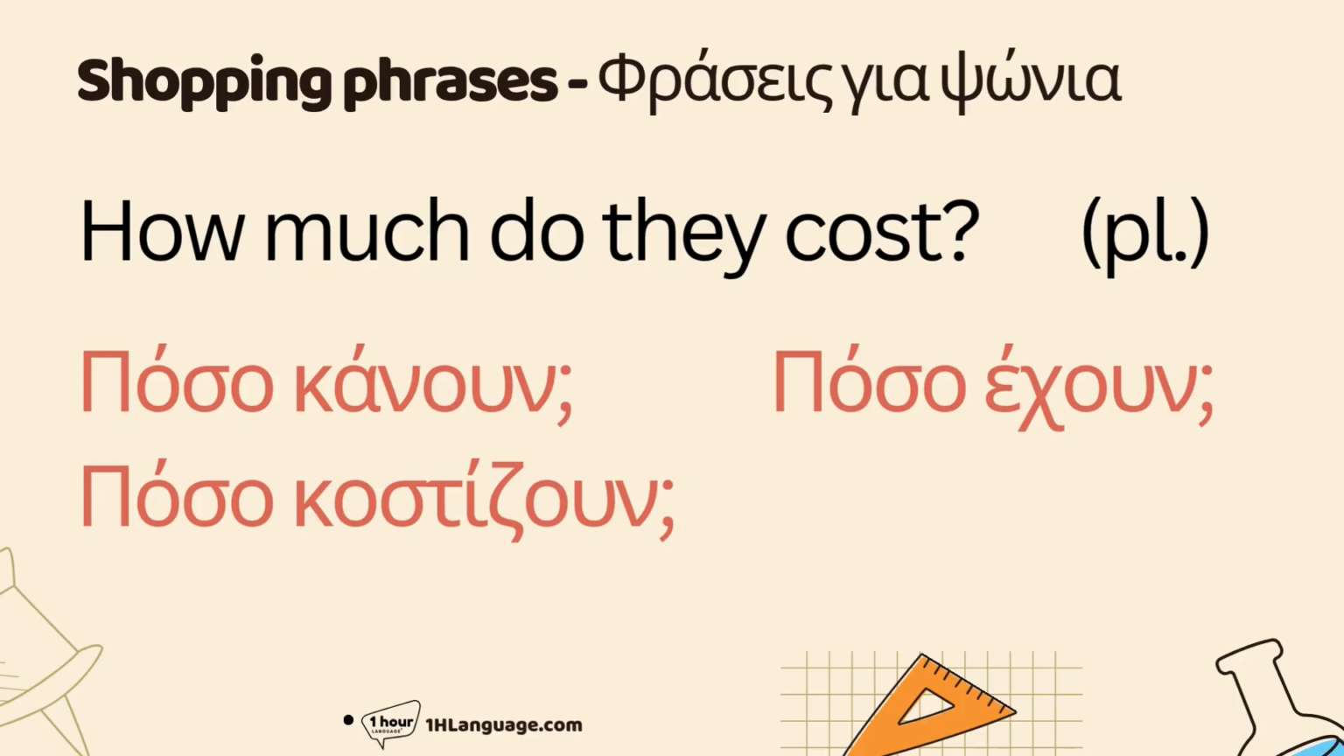How much do they cost? Here we have the plural form, so more than one thing. Πόσο κάνουν? Πόσο έχουν? Πόσο κοστίζουν?